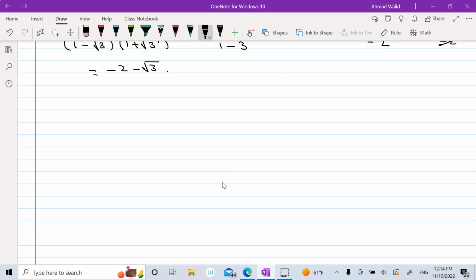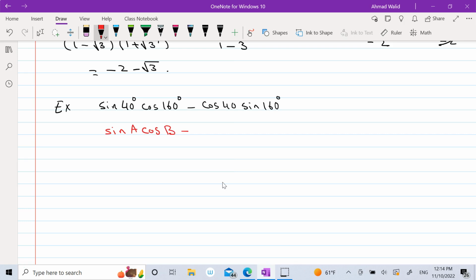In example number 2, they give us sine of 40 degrees cosine of 160 degrees minus cosine of 40 sine of 160 degrees. If you look carefully, this side is actually sine of A cosine B minus cosine A sine B. It's the same way of writing, correct?